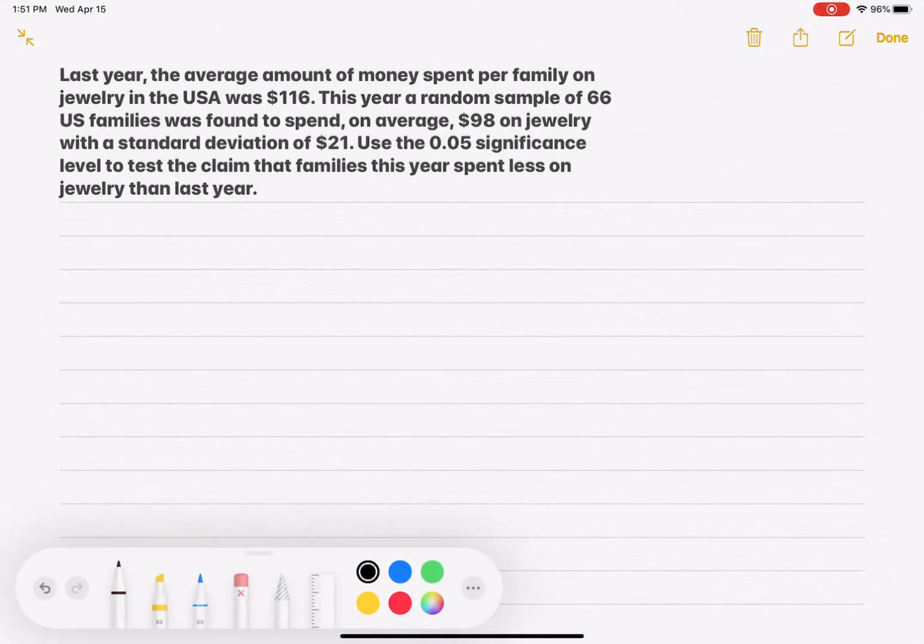Okay, so we're doing a hypothesis test. So step one.